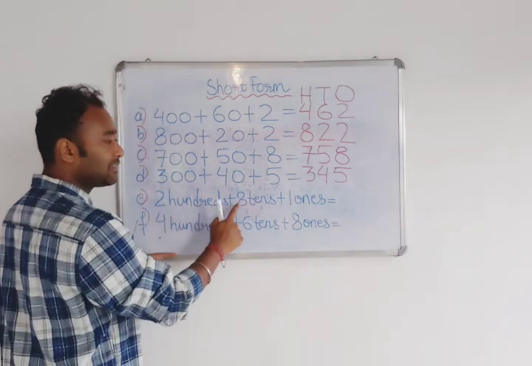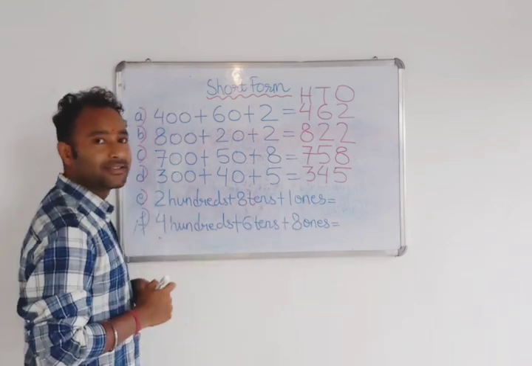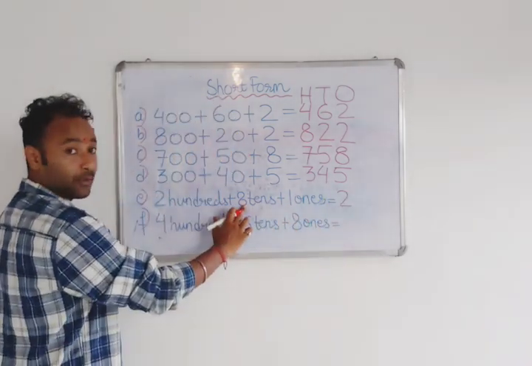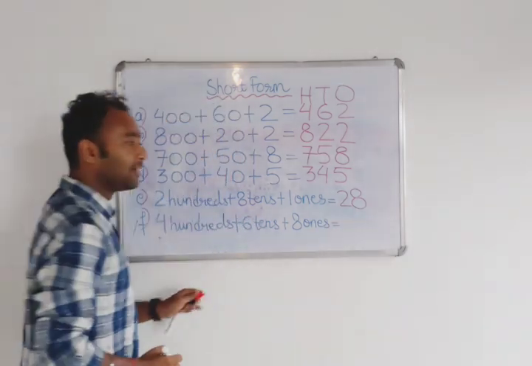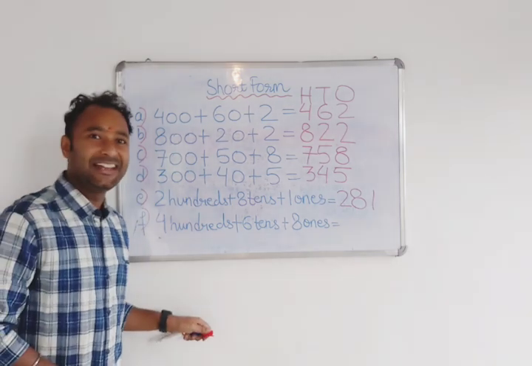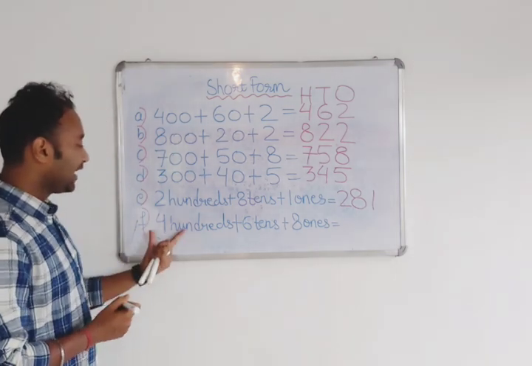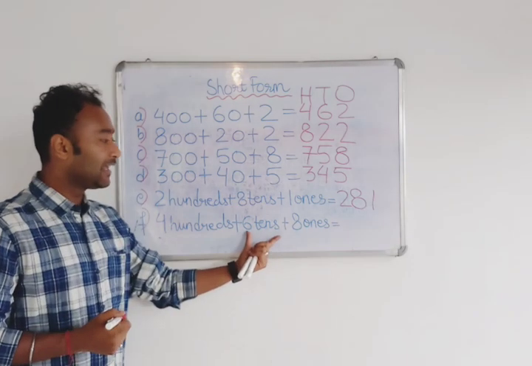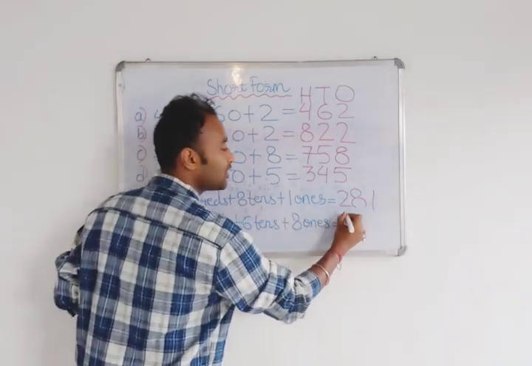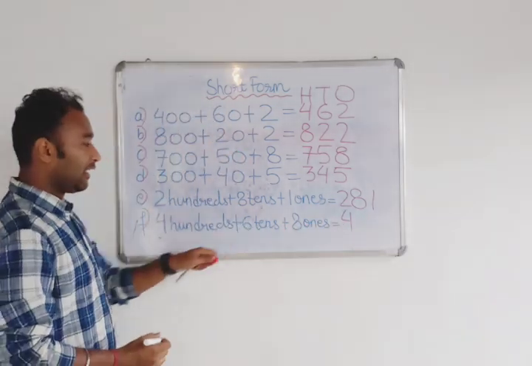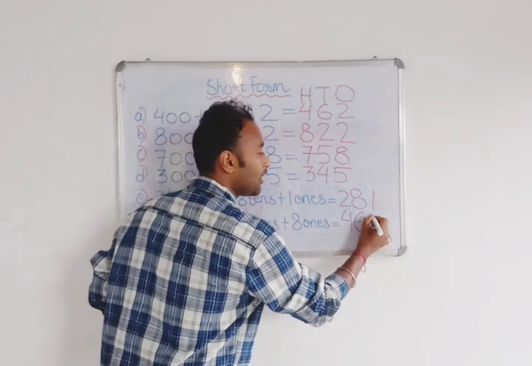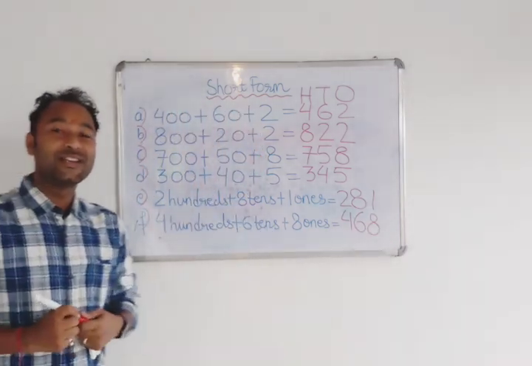So 2 hundreds, 8 tens, and 1 one. So in place of hundreds, you will simply write 2. In place of tens, you will simply write 8, and in place of ones, you will simply write 1. Interesting? Very nice. Now, next is 4 hundreds, 6 tens and 8 ones. So again in the hundreds position you will write 4, in the tens position you will write 6, and in the ones position you will write 8. So this is interesting, students.